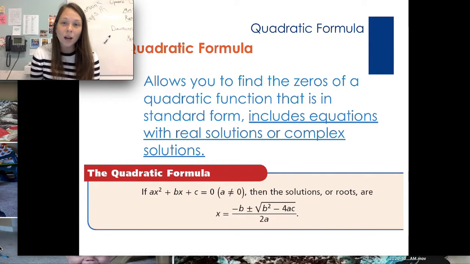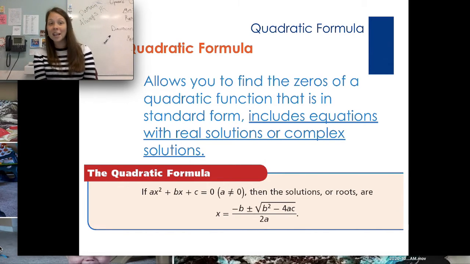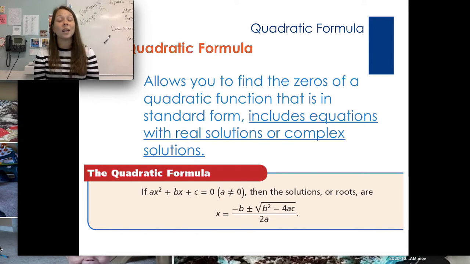So what is the quadratic formula? The really nice thing is the quadratic formula is so useful and so versatile for quadratic functions. We can use it to solve any quadratic function, whether it's a real numbered solution or an imaginary number solution, which we haven't gotten to yet. That'll be the next unit. But it's really nice that we can use it for everything.